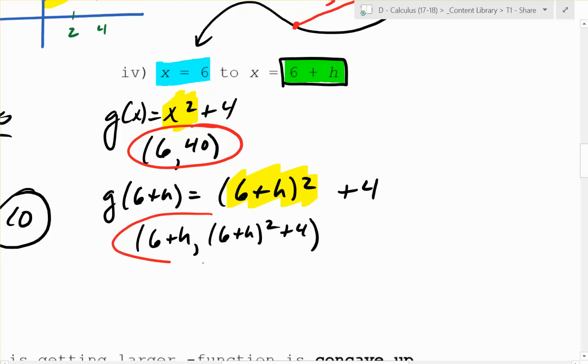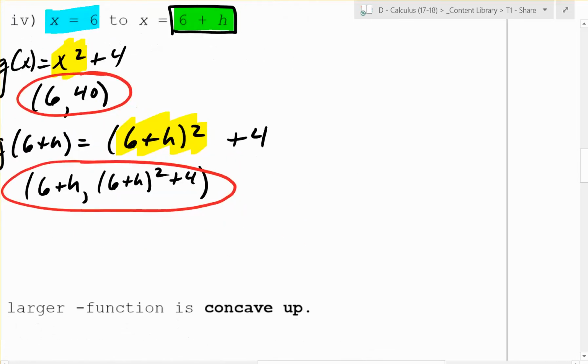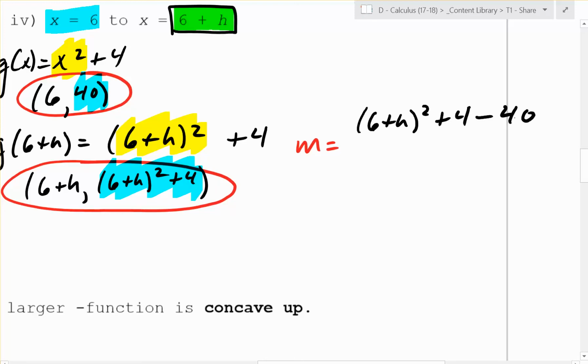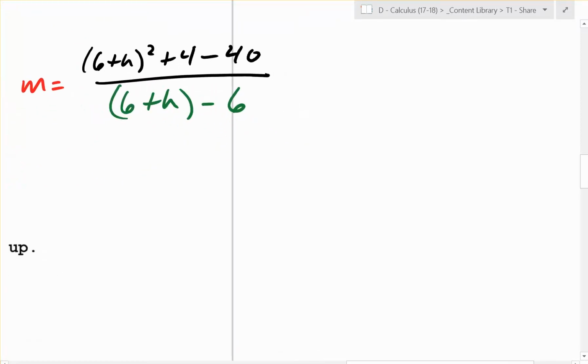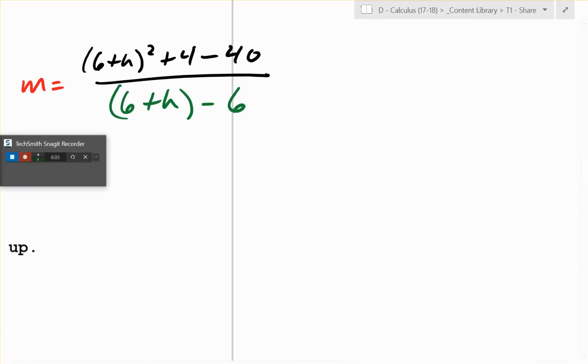We're going to do the exact same thing. Our slope is going to be the y value right here minus this y value. So what's that going to be? It's going to be 6 plus h squared plus 4 minus 40 all over 6 plus h minus 6. Those are the 2 x values. So let's simplify this. That would be the slope. If I just asked you for the slope, that technically is the answer. But let's see if that simplifies a little bit.